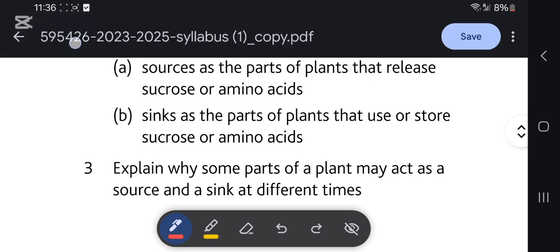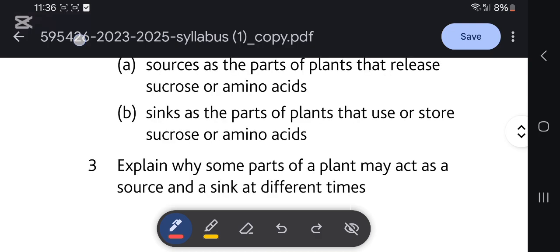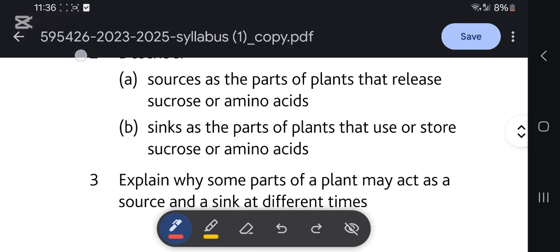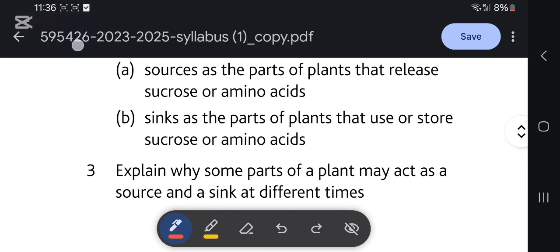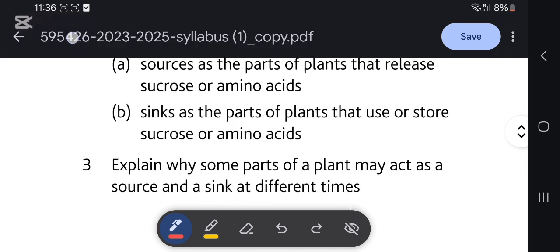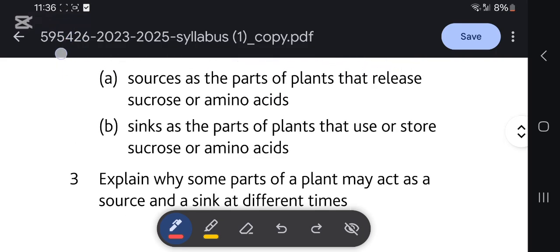For example, when a seed is developing, the store of food will be in the seed, so that will be the source, and the developing parts will be the sink, which are receiving it. But when a leaf is fully developed, the leaves will be making the food, so they will be the source, and the rest of the plant will be the sink. I hope you all get this. So different parts of the plant can act as source and sink at different times.